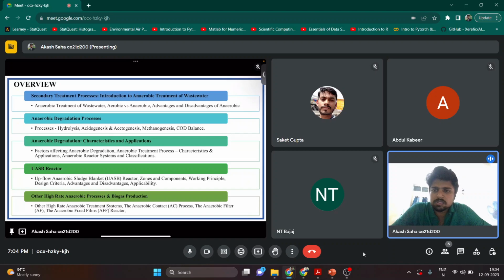And then we learned about some characteristics and applications of the anaerobic degradations, such as the factors affecting the processes and also the various different types of systems and classifications. Then we moved on to learning about the UASB reactor, that is the upflow anaerobic sludge blanket reactor. We saw the working principle, design criteria, advantages, disadvantages, and the applicability part. And after that, we learned about some more high rate and low rate anaerobic processes. So this was the whole basis of our week 7 classes.